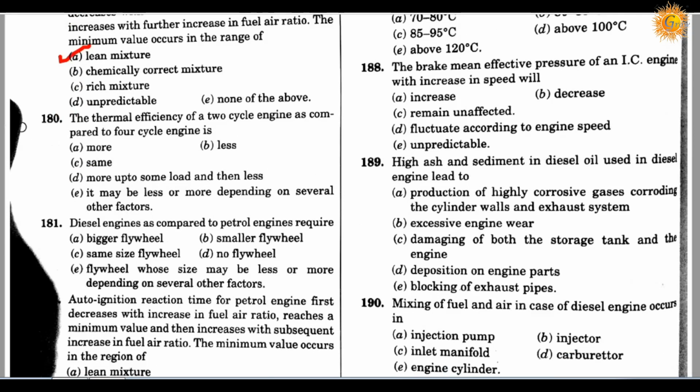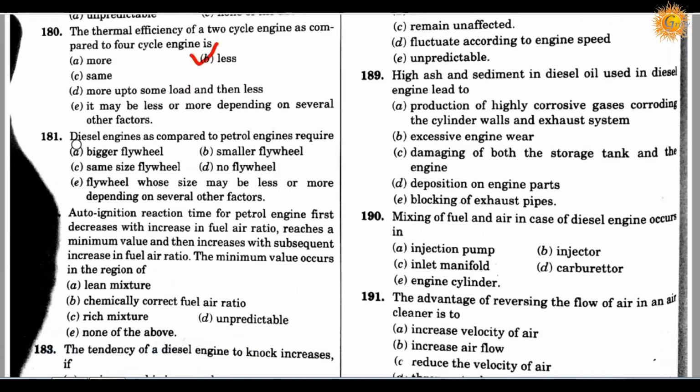Question number 180. The thermal efficiency of a 2-cycle engine as compared to a 4-cycle engine is: option A, more; option B, less; option C, same; option D, more up to some load and then less; option E, it may be less or more depending on several other factors. So the correct answer is B, it will be less.